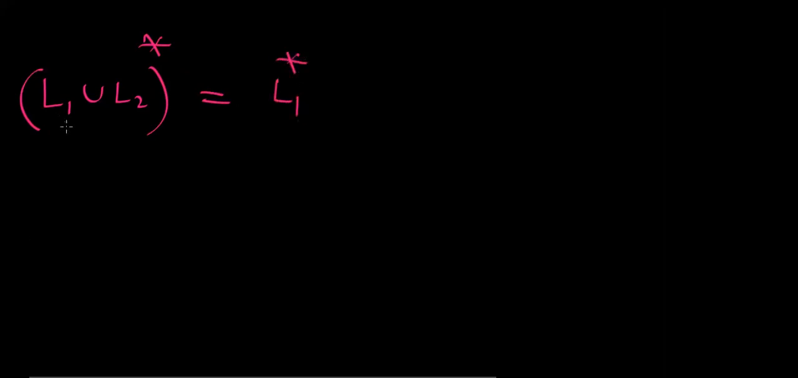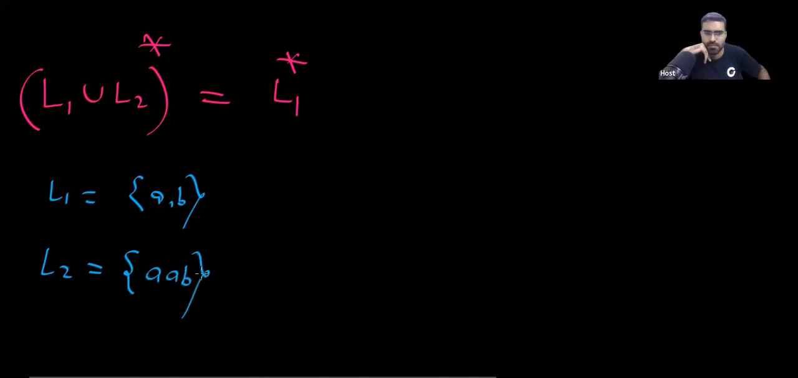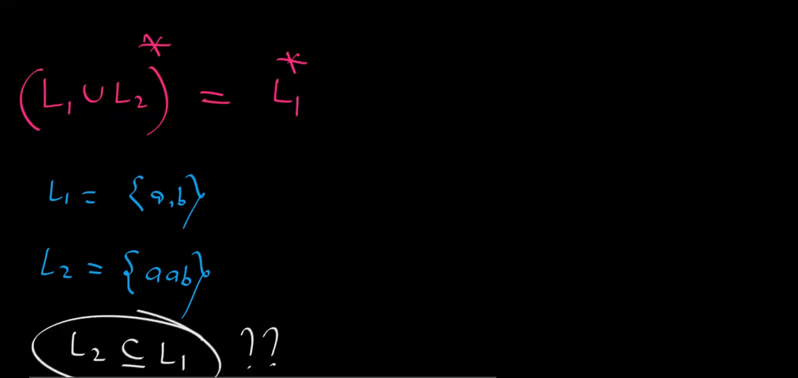L1 is a language, L1 is a set containing A and B, and L2 is a set containing AAB, double AB. Okay. Sir, L2 is subset of L1. No. How is L2 subset of L1? It is not a subset of L1. I want you to tell me, complete the question. Yeah. So here you told that L1 union L2 star generating all the strings which L1 is generating.